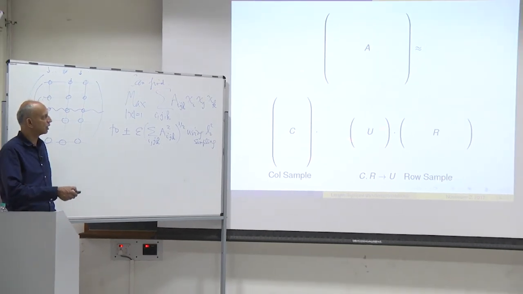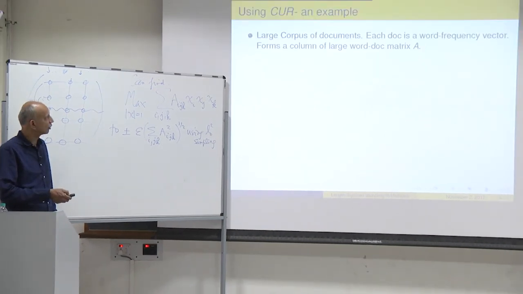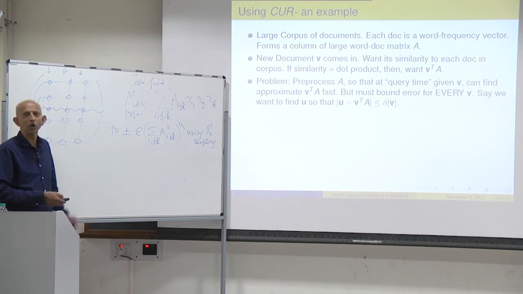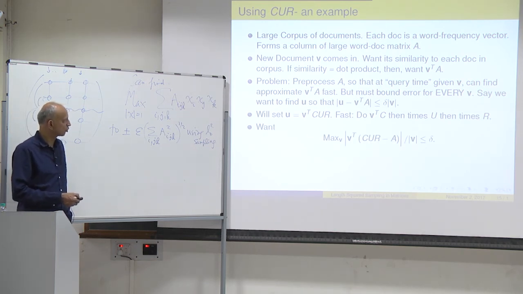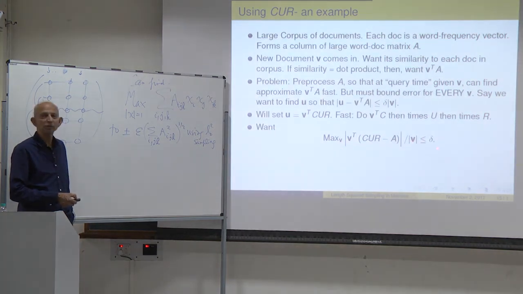And then multiply by U and multiply by R. So everything takes a constant number of dot products only, instead of n dot products. That's the saving we got. What about the error? I want the error maximized over all V, and I have to scale by the length of V to be at most delta.